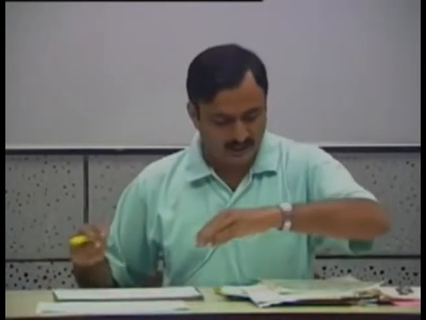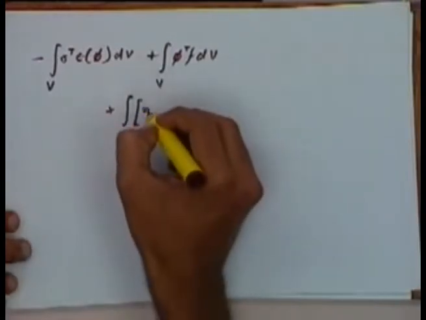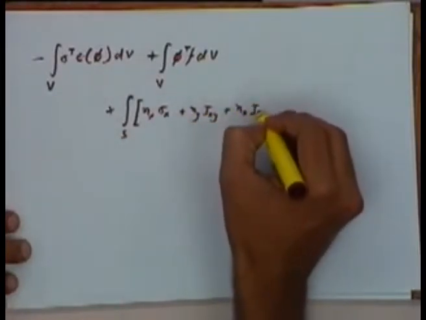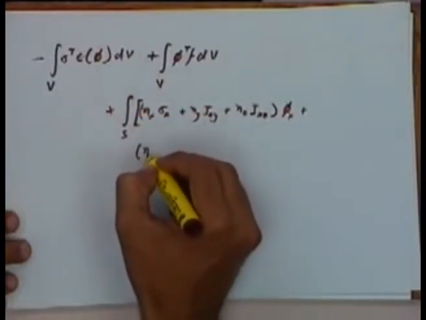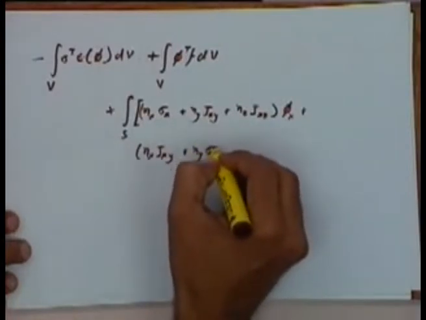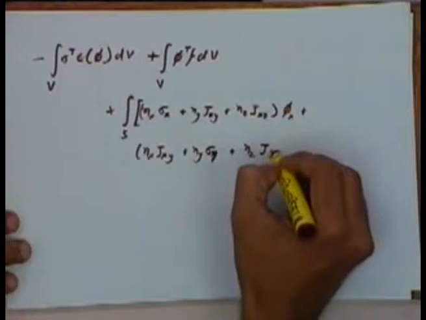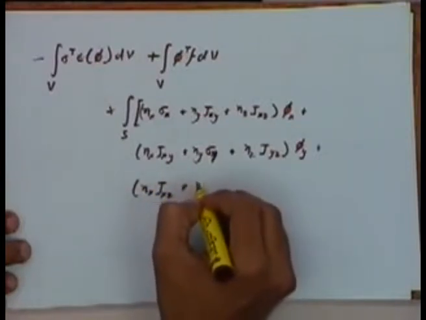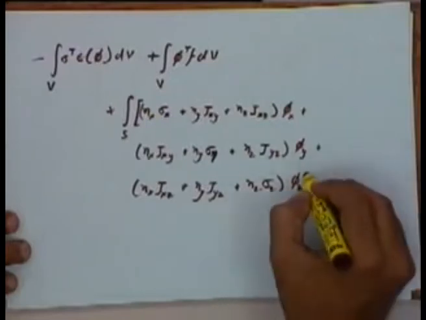Okay, the remaining terms I will just write down as they were, and what I will get will be plus the surface integral of nx sigma x plus ny tau xy plus nz tau xz multiplied by phi x, plus nx tau xy plus ny sigma y plus nz tau yz multiplied by phi y, plus nx tau xz plus ny tau yz plus nz sigma z multiplied by phi z, this whole thing multiplied by ds.